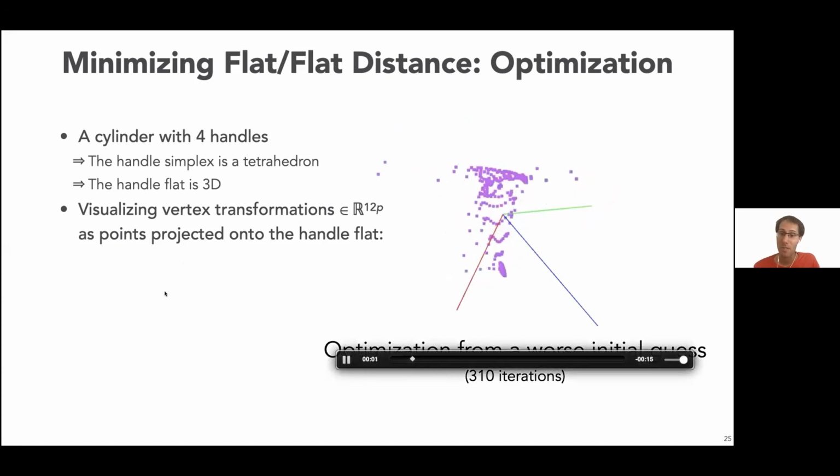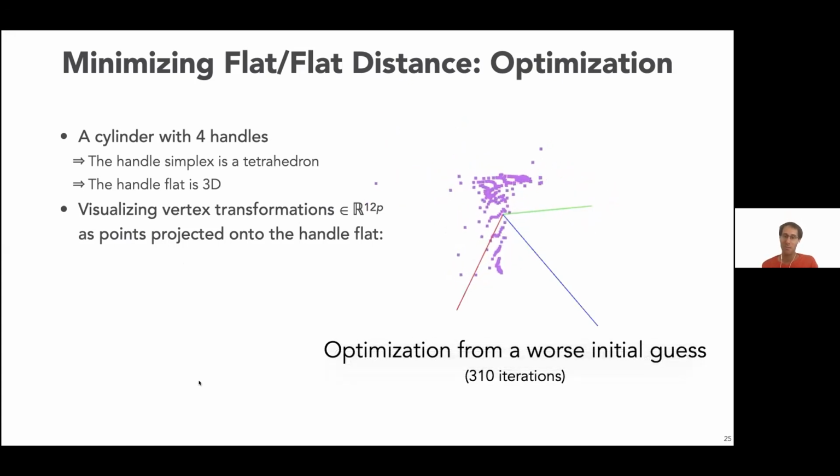Here's optimization from a worse initial guess. Again, we're visualizing a 12p dimensional space because we can visualize 3 dimensions of it. And here, that's our same optimization, but running from a worse initial guess. It still converges. It takes a lot longer, around 300 iterations, but it still does converge.